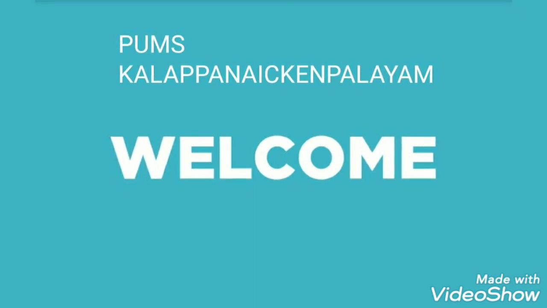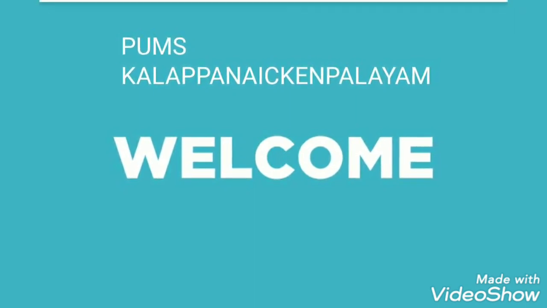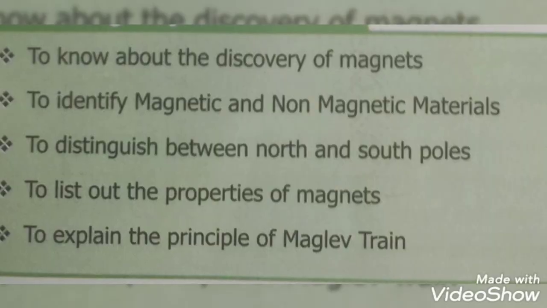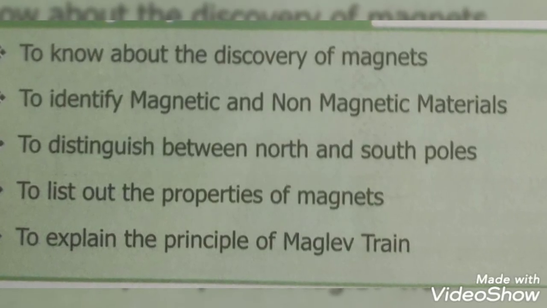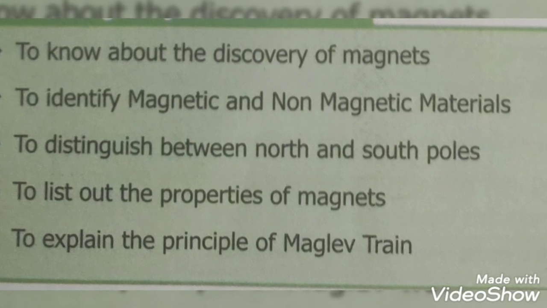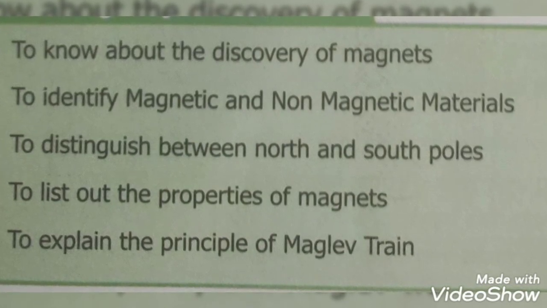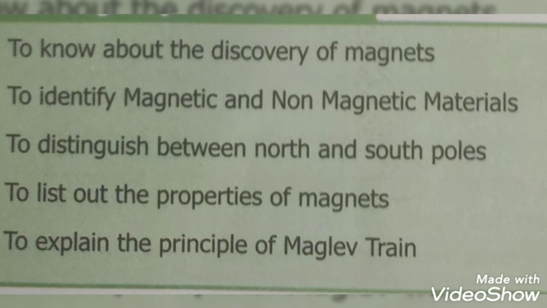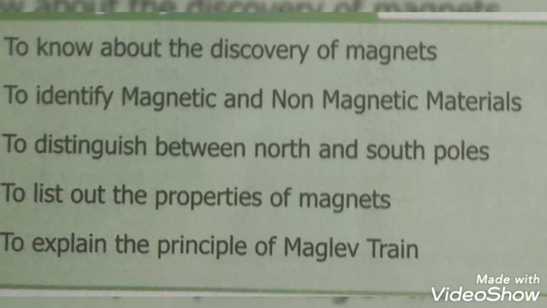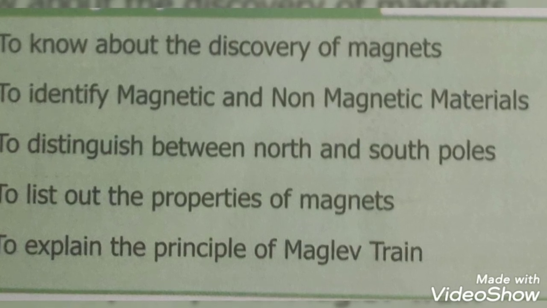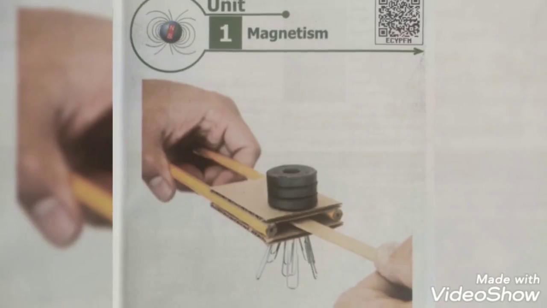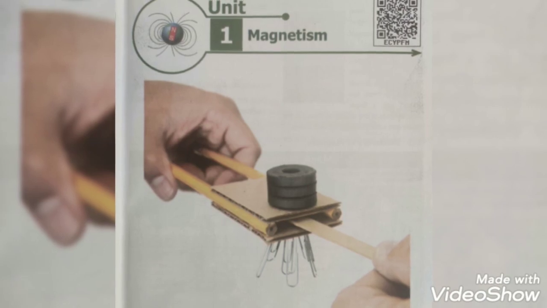Since we are going to study about magnetism, as you have seen in the videos, what are the things we are going to study? Number one, you have to be skilled in the discovery of magnets. Number two, to identify magnetic and non-magnetic materials. Number three, to distinguish between north and south poles. Number four, the properties of magnets.